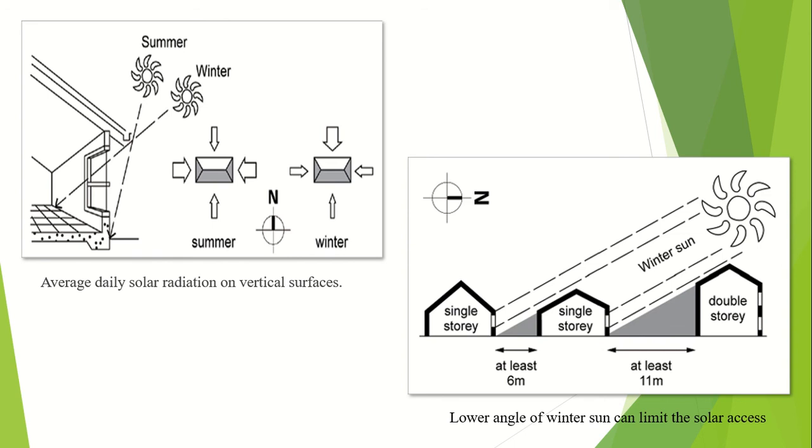Now, at the right hand side building, where it is written as double story, and the central building, which is written as single story, in these two buildings the distance should be maintained at least 11 meters so that all the three buildings will get the maximum benefit from the winter sun.